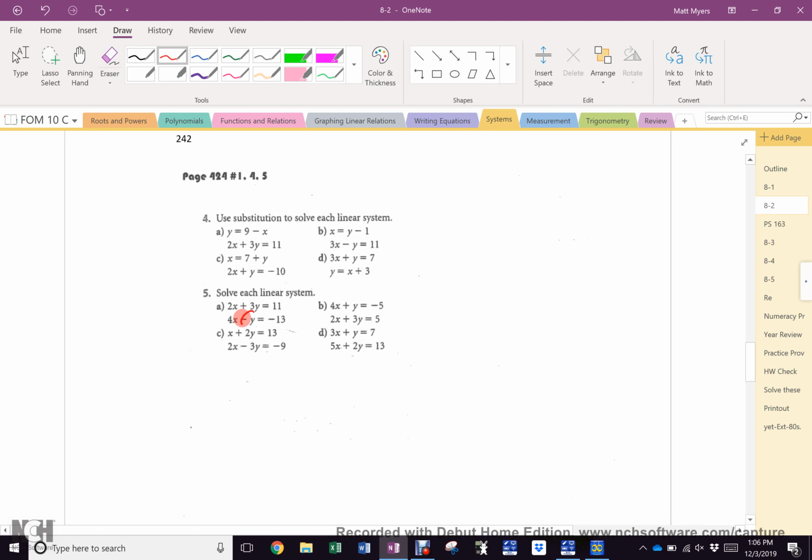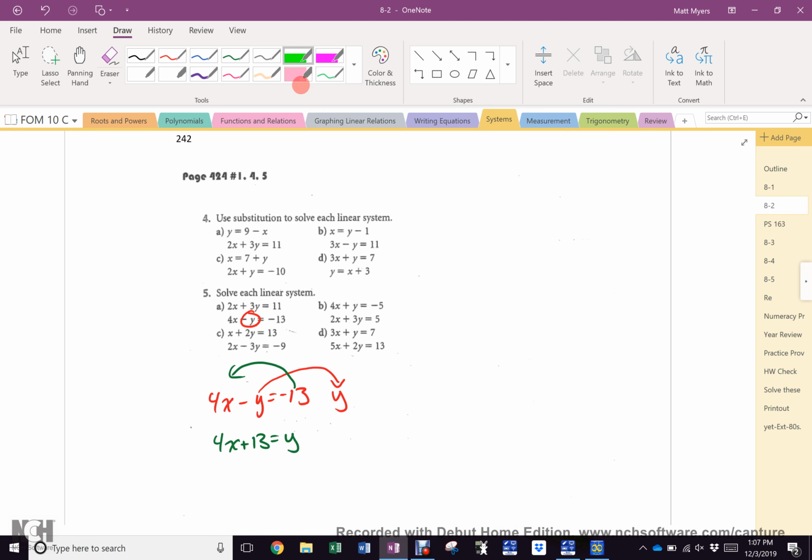And said, oh, I see a y there that has a coefficient of 1, yes? So I have 4x minus y equals negative 13. And we know we need to isolate one variable, yes? So what would happen to that y if I moved it over there? It would become positive y, and it would be by itself, wouldn't it? Except there's a negative 13 there. So what do I need to do with that? So I get 4x plus 13 equals y.